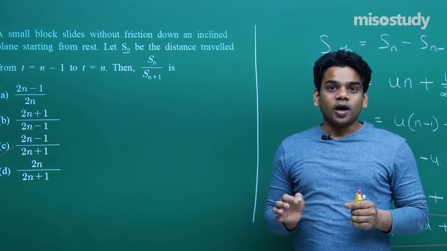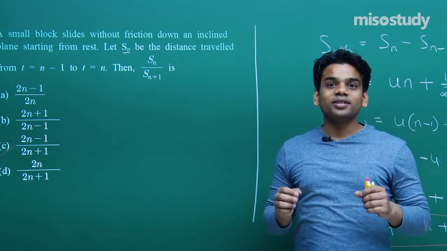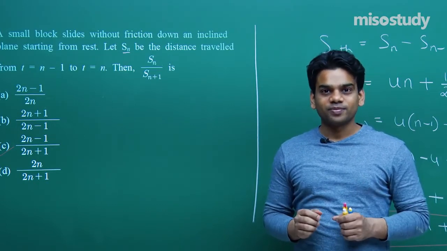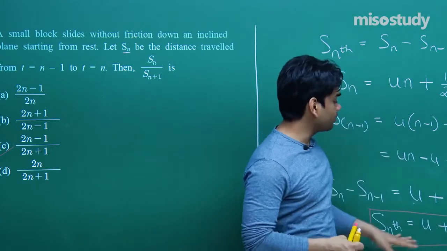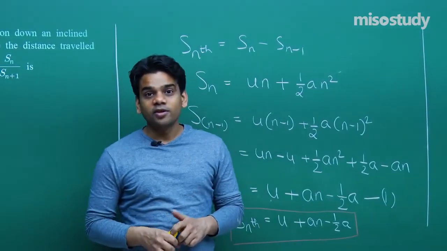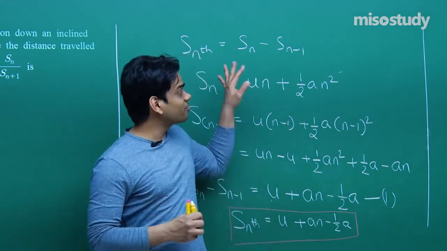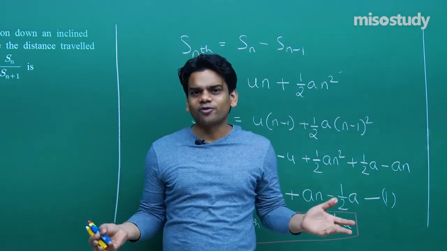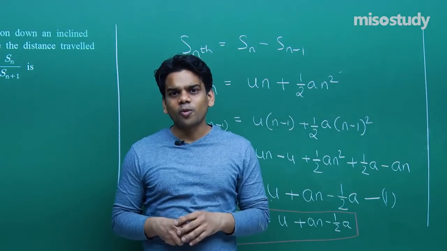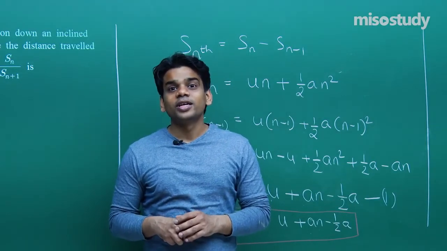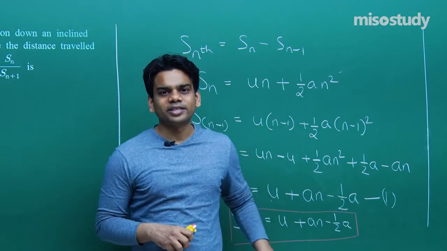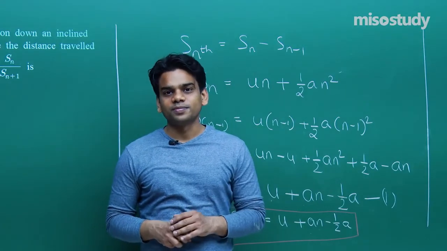Here in this problem, you can solve it instantly if you remember the distance traveled in the nth second, and that is u plus a(n minus half)a. The same formula has been derived in the class also, but here I derived it once again so that you may understand. If you forget that formula, or you're not sure whether the formula in your mind is right or wrong, you can derive it instantly. It will take 1 minute, but you can save that if you remember the formula.